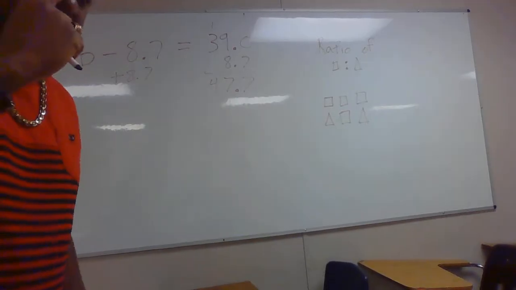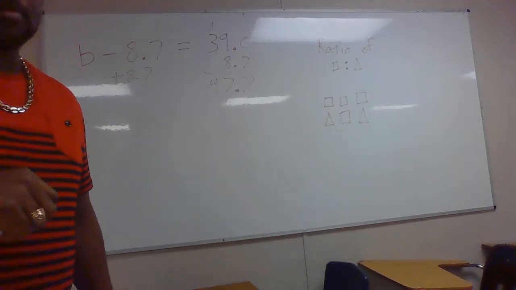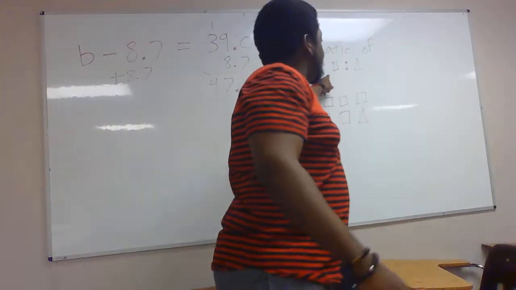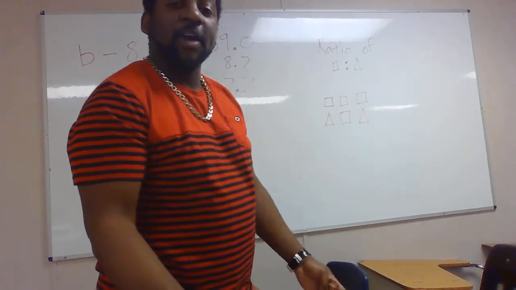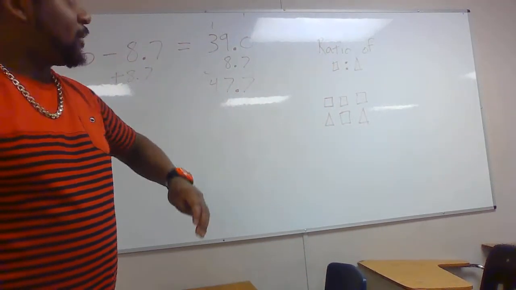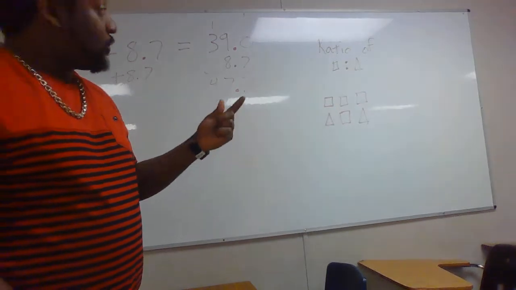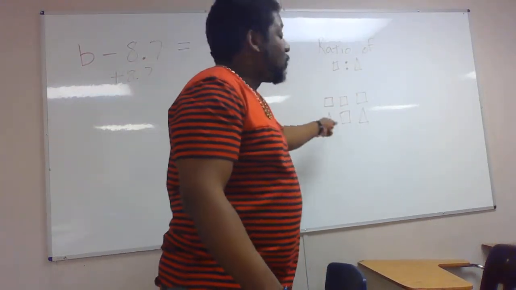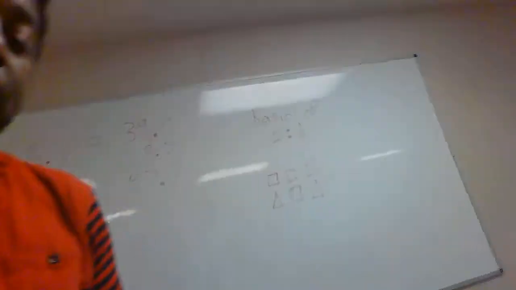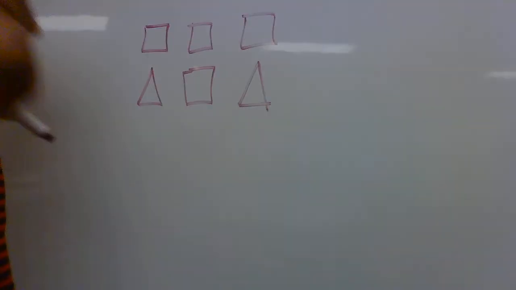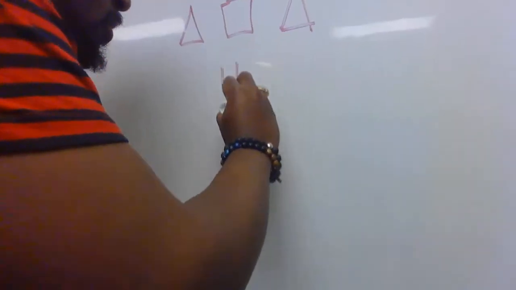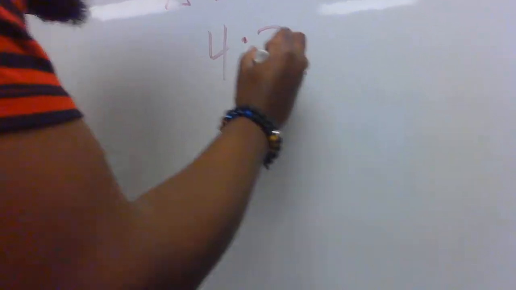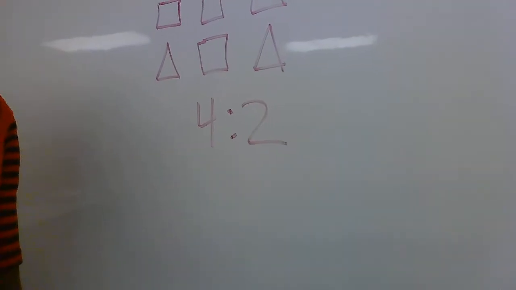I think you guys can see that question from there. I'm not going to move it. It wants to know what is the ratio of squares to triangles. All you have to do is count the values, y'all. How many squares do I have? 1, 2, 3, 4. How many triangles do I have? 1, 2. So the way you would write your ratio there, I'm going to move it so you can see the ratio. The way you would write that ratio is 4 to 2.